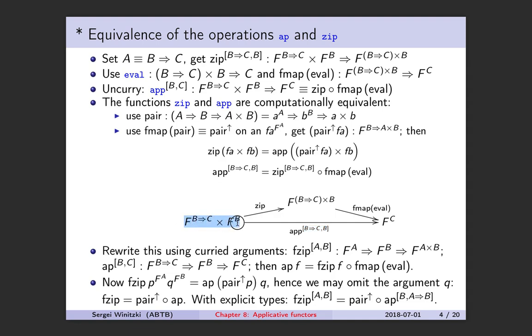So we start with this type, we do a zip on it, we get this, and then we do fmap of eval, and then we get fc. Or we start with this type, we do an app on it, which is going to give us fc directly. So I need to delete these two symbols and also these two symbols, and then this diagram will be correct, and these type parameters are correct.